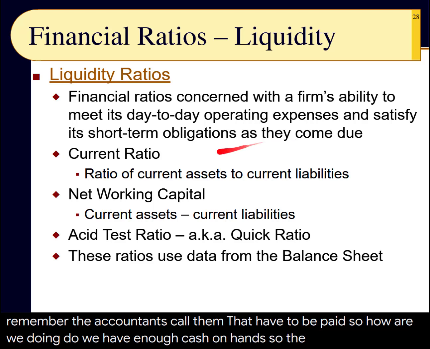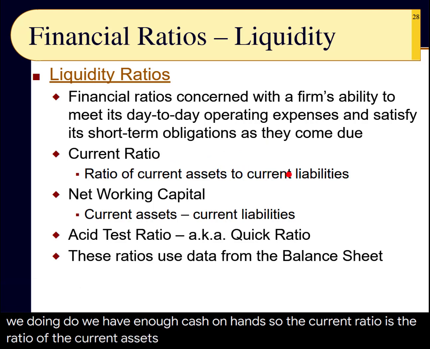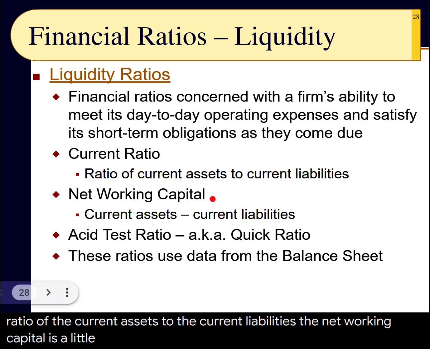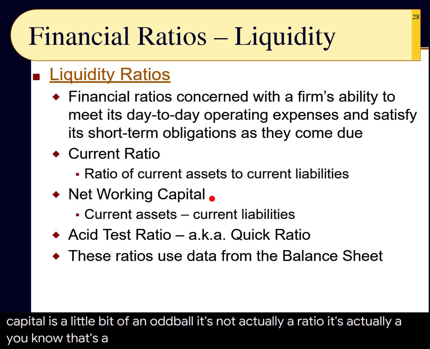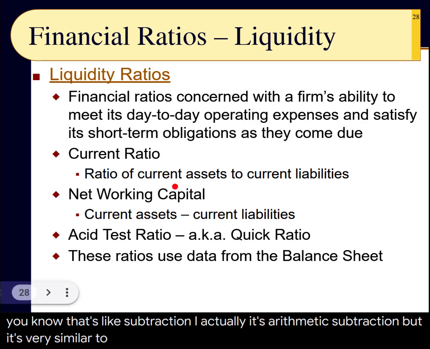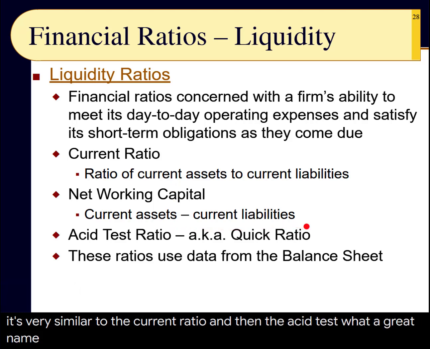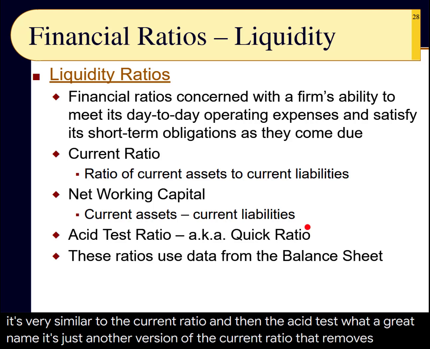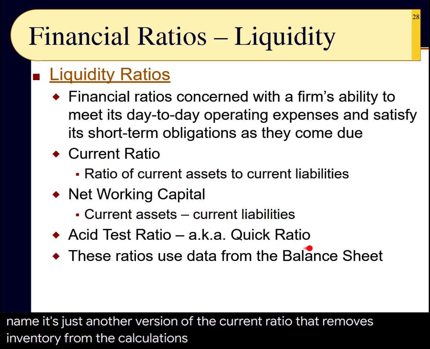So the current ratio is the ratio of the current assets to the current liabilities. The net working capital is a little bit of an oddball. It's not actually a ratio. It's actually a subtraction, arithmetic subtraction. But it's very similar to the current ratio. And then the acid test. Ooh, what a great name. It's just another version of the current ratio that removes inventory from the calculations. And we use the balance sheet.